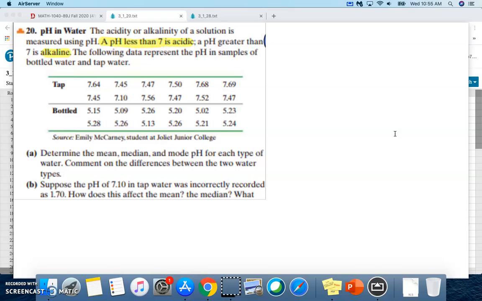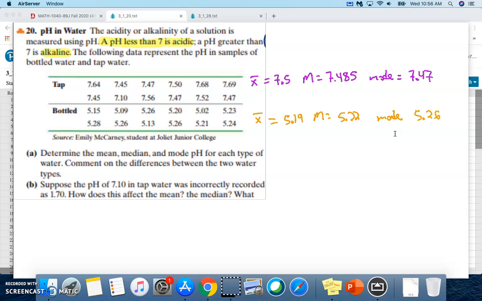For the tap, the mean X bar was equal to 7.5. The median was equal to 7.485, and the mode was 7.47. Okay, and then when I looked at the bottled water, the mean was 5.19, the median was 5.22, and the mode is 5.26. So we've got our information, and notice that the mean and the medians for the bottled water are much less than the tap water.